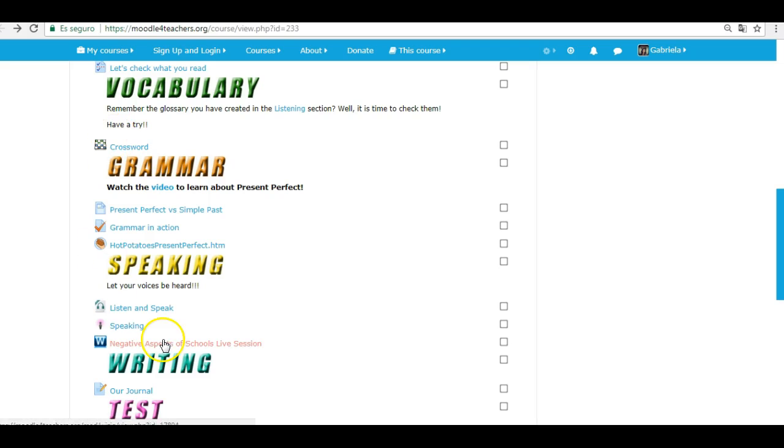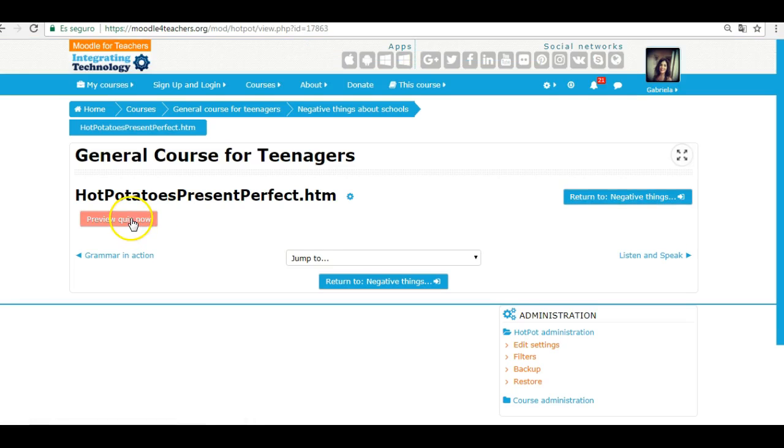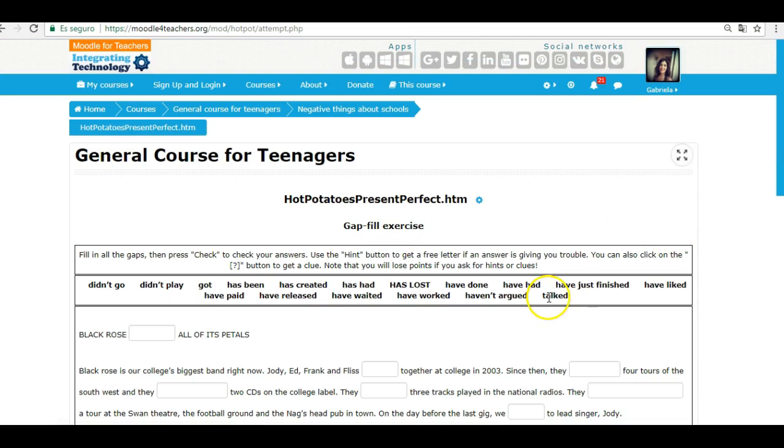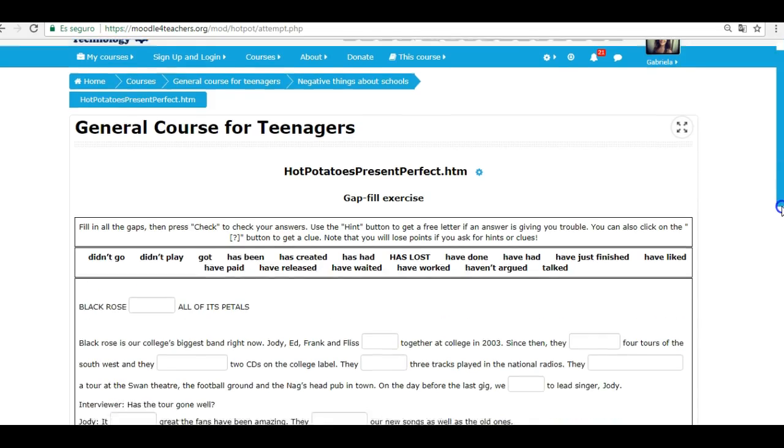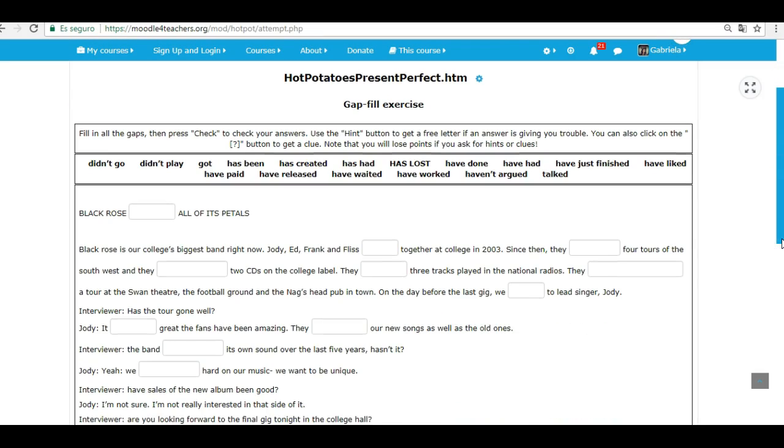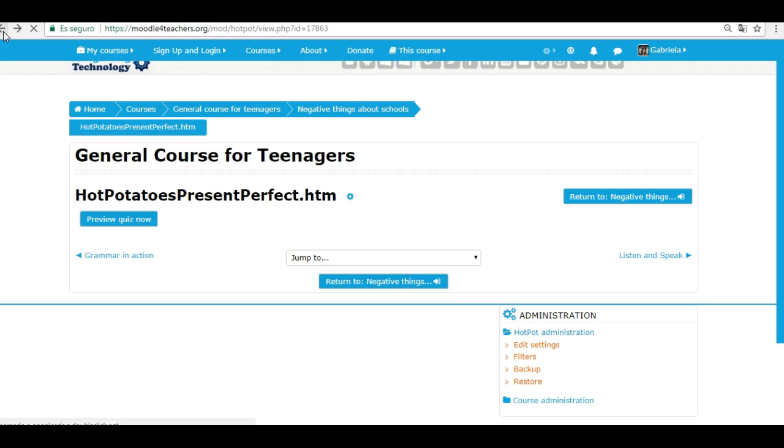Okay, and I have also added a hot potato activity with present perfect. I'm going to show you very quickly. Preview quiz now. This is a text in which the students have to write the word that is missing. Okay, gap fill activity. So I have created the activity first in the Hot Potato program tool, and then exported it to Moodle. It was not difficult. And let's go back. I want to continue with my course.